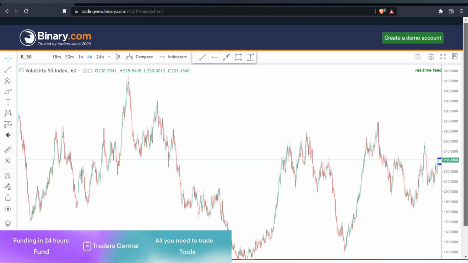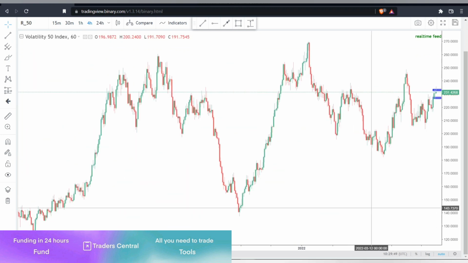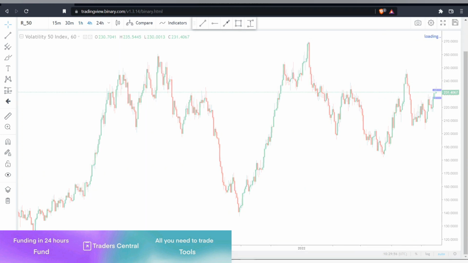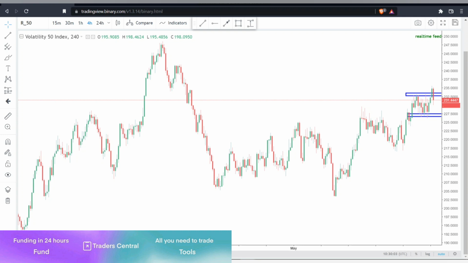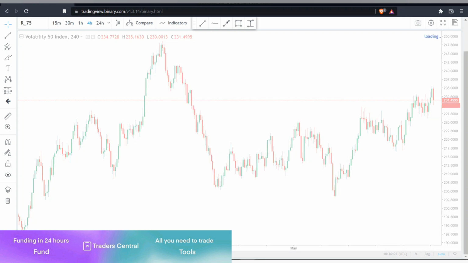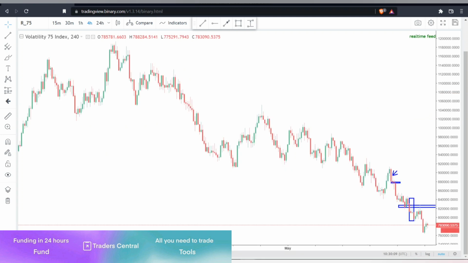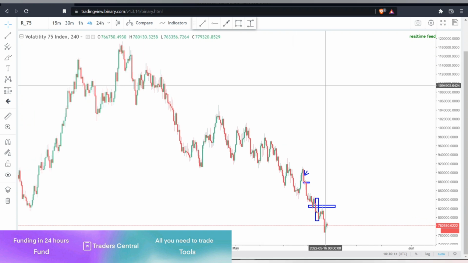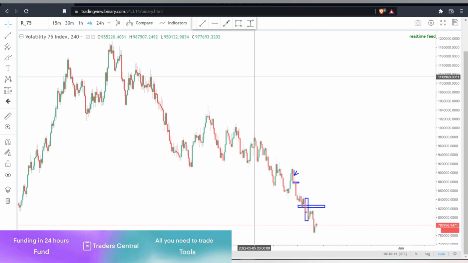And I can see it has already opened, so this is volatility 50 index. I will shift to volatility 75. Let us go to volatility 75 index. Okay, now here is our chart on volatility 75 index, and as you can see, this is the 4H time frame.